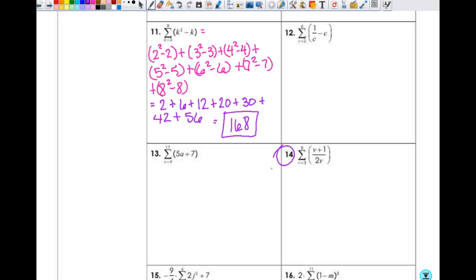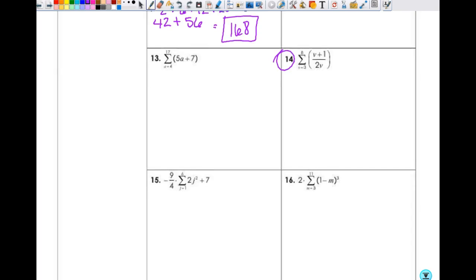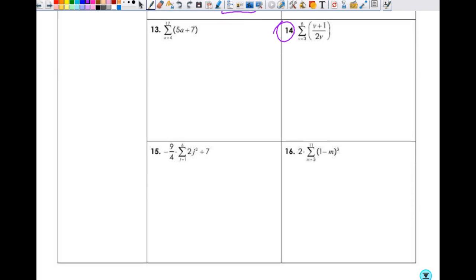Yes, that means you start at 3. Yes, that's why I started at 2. No, I know what you meant.